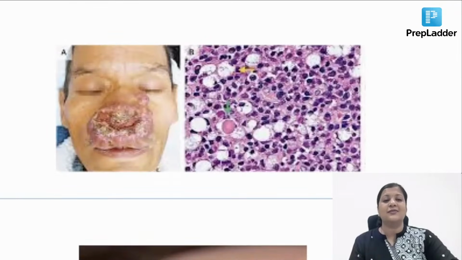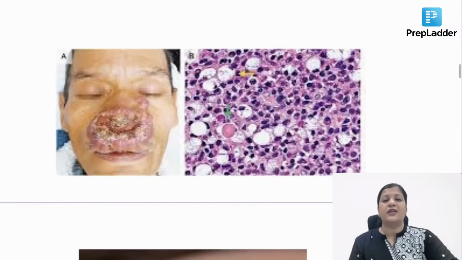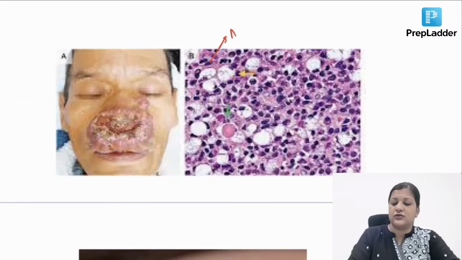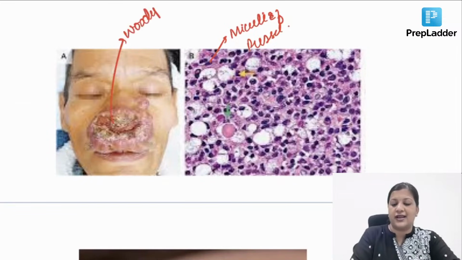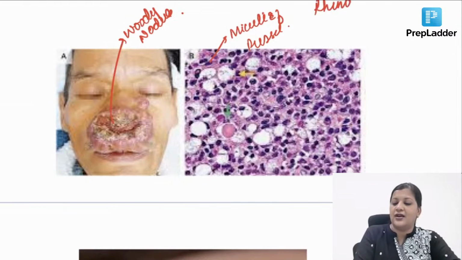Now look at this image. You see a nodule that is present on the dorsum of the nose. It looks woody, hard, firm in consistency. What could be the diagnosis? On histopathology, you see Mikulicz cells and you see Russell bodies. What should be the diagnosis here? You see a firm nodule, which is called a woody, hard nodule. Yes, this is nothing but rhinoscleroma.